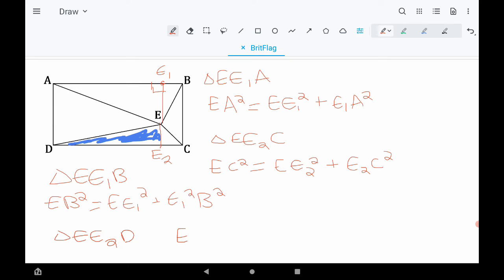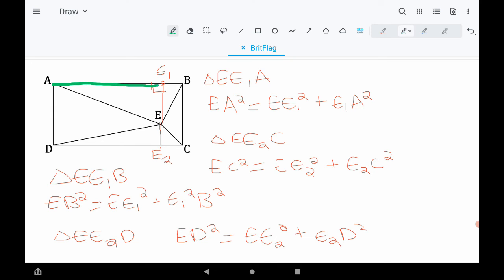ED is the hypotenuse, so ED squared is equal to EE2 squared plus E2D squared. Okay, so now we have a bunch of Pythagorean relationships. That's what we wanted. How do we relate them together? Before we jump into some algebra and bashiness, let's do a little more clever thinking here.